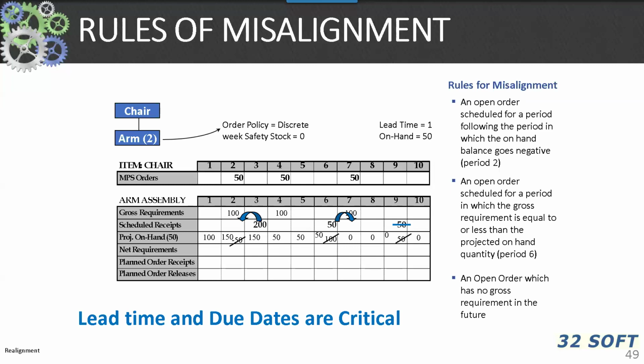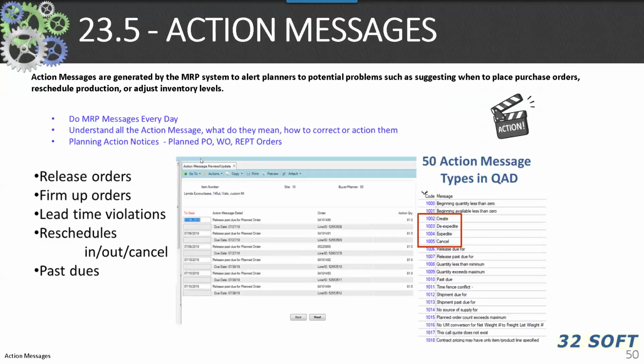Lead times and due dates are critical to MRP. Through the explosion process and application of the misalignment rules, MRP recommends actions that the planner should take to bring the plan back into alignment with the master production schedule. Remember, MRP doesn't do anything, it only recommends. Action messages are generated by MRP to planners, and planners should do MRP action messages every day. MRP assumes that if it tells you to do something, you're going to be successful. And if you don't, MRP is just going to recalculate the same thing.